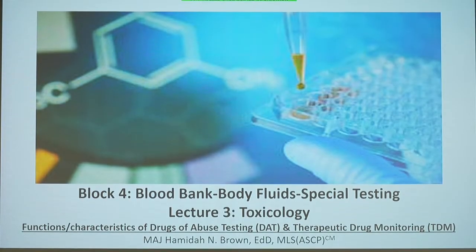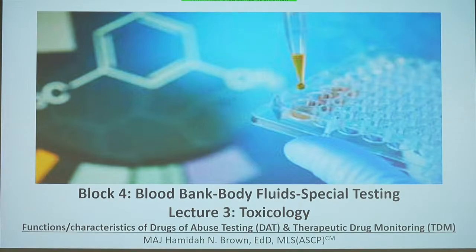But in terms of their utility, drugs of abuse testing is simply to determine whether or not a drug, illicit or used for unintended purposes, has been used in a patient. So we're looking for detection of a drug, yes or no, above a cutoff limit.